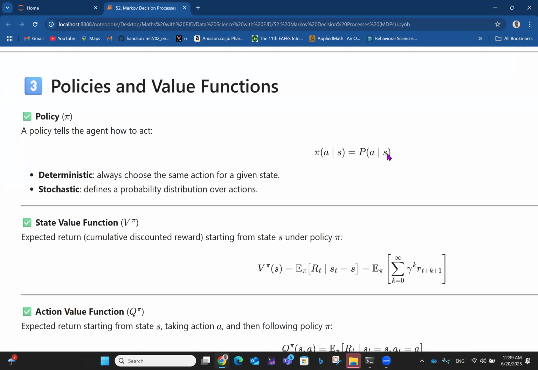Policy A given S, or something like that. So what is the action? What action should I take given the state I am in? If it is deterministic, it always chooses the same action for a given state. If it is stochastic, this defines the probability distribution over actions.